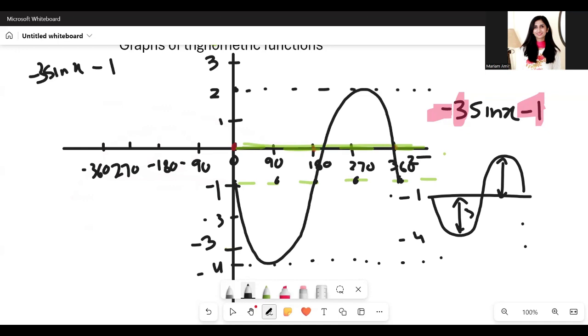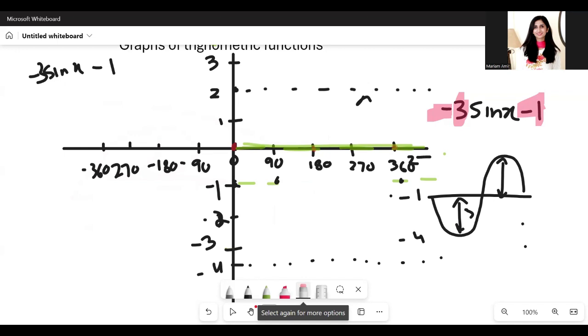So the graph is reflected on the x-axis. It got stretched by scale factor 3. Look, this is 3 units. This is 3 units. And it also came 1 unit down. So that's the graph of -3 sine x - 1.